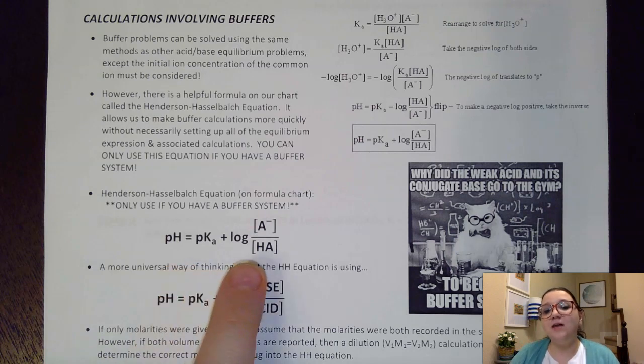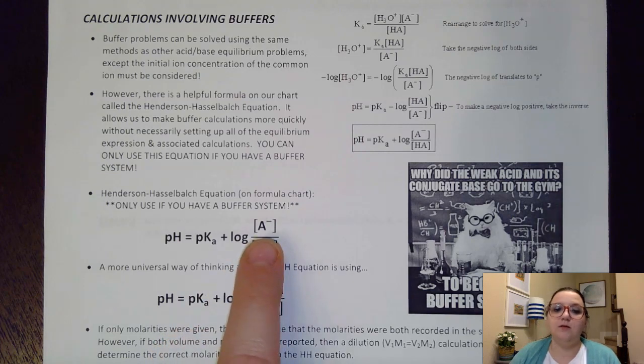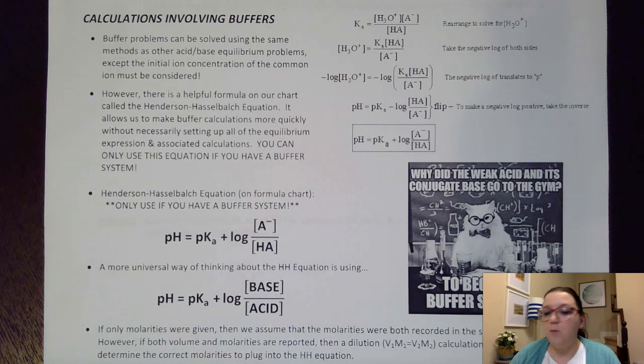Now, this is the format that is shown on your formula chart itself. However, a more universal way of thinking about it is, instead of saying the conjugate base over the acid, to just think about base over acid. The reason I like to think about it this way is because technically I can use this equation for weak base buffer systems as well. I will warn you, on occasion, if you have a base given, they're going to give you a Kb value, and so you may need to do some fancy math to figure out your Ka value for that weak base. So we'll do some problems like that in a minute.